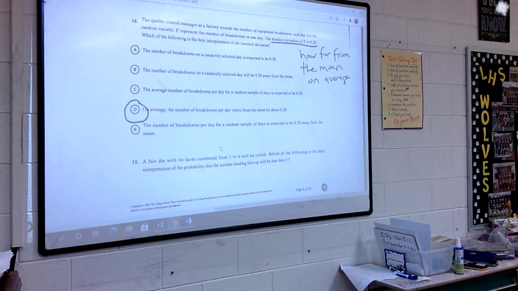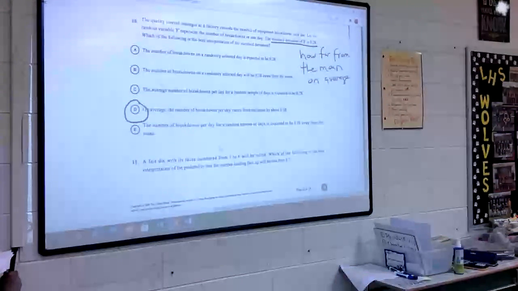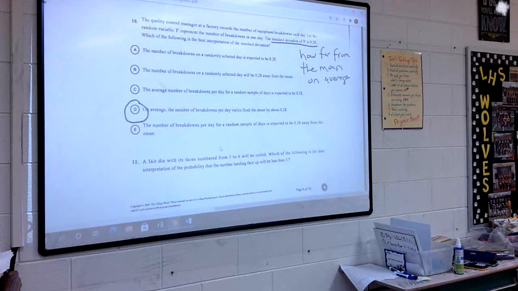That's what standard deviation is. How far on average does something vary from the mean? Okay? Everybody learn a little something there? At least one or two that you didn't.